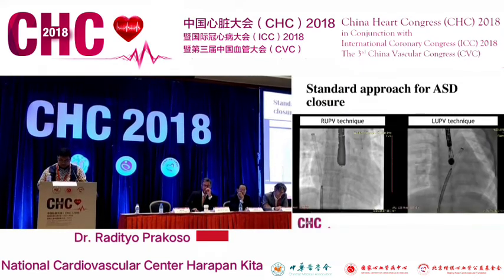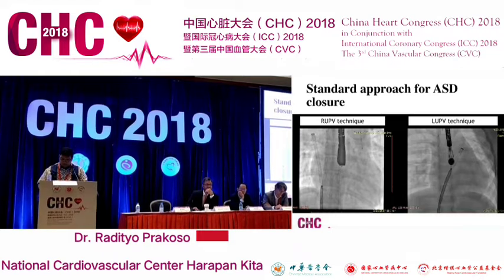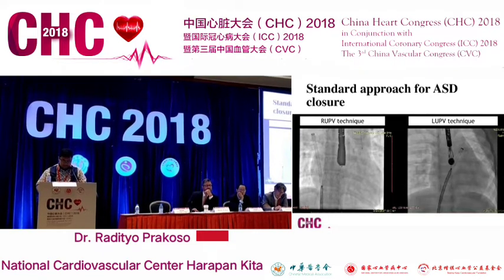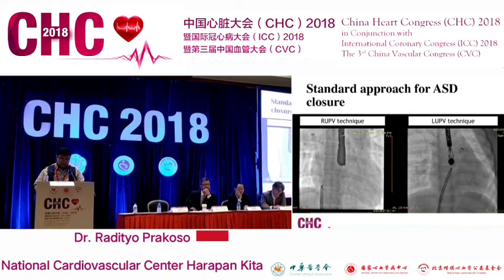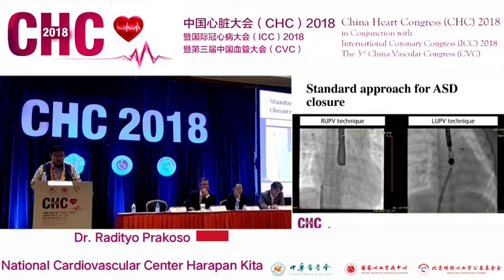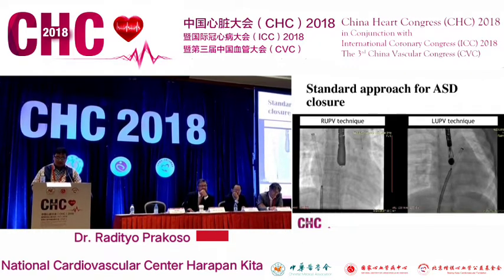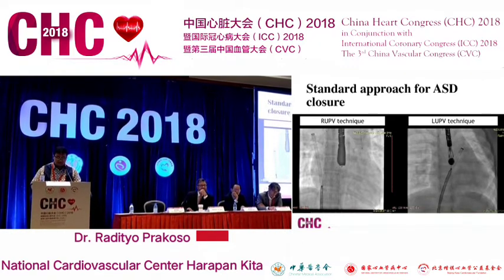This is, as you know, the standard technique of implanting the ASD device, from the right upper pulmonary vein technique or from the left, the classical one.